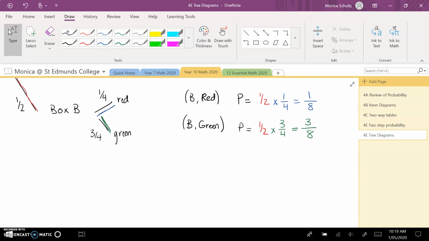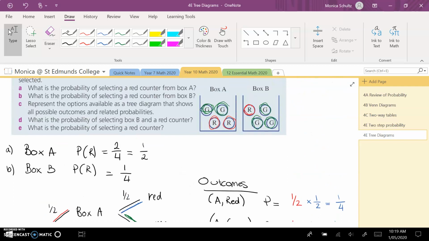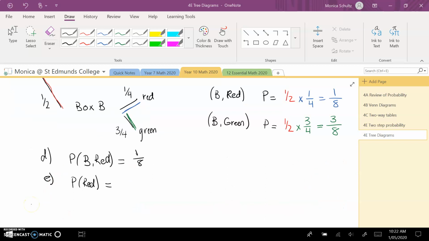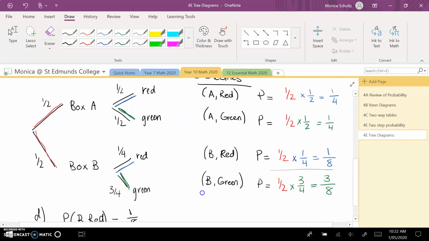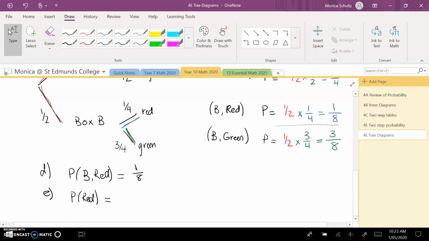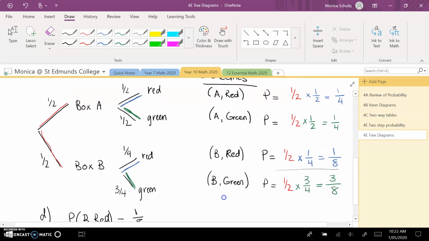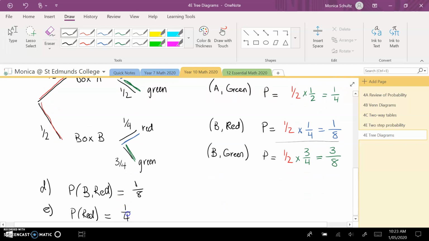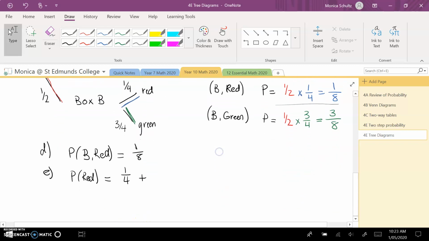Now we're going to move on to our next part of the question. What is the probability of selecting box B and a red counter? The probability of selecting box B and a red counter is 1/8, and I know this because I've already worked out my probability up here before. The last part is we want to know the probability of selecting at least a red counter. There are two outcomes where I've selected a red counter, from box A or box B. So I'm going to add together my two different outcomes. The first one was a quarter for box A, and then in box B, you have 1/8 chance of selecting a red counter.